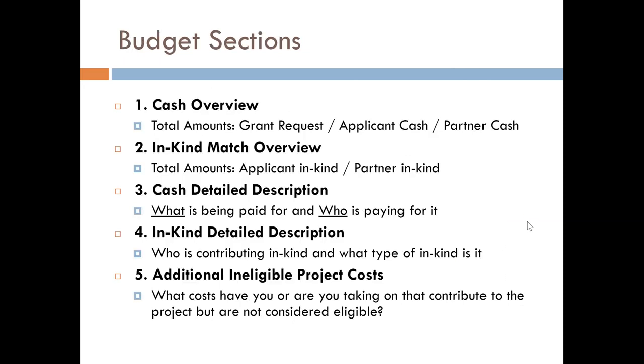The budget consists of 5 sections. Here we have the cash overview, the in-kind match overview, the cash detailed description, the in-kind detailed description, and additional ineligible project costs. So let's take a closer look at these.